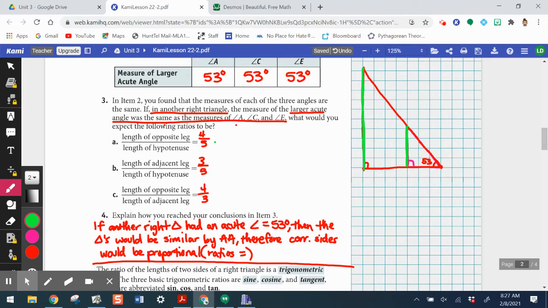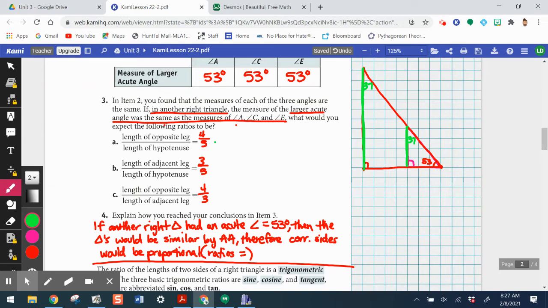If another right triangle had an acute angle that equaled 53 degrees, for example, this larger one here, then the triangles would be similar by angle. You could have also said, well, if you know this angle is 53 degrees, you know this is 37 because they have to be complementary. And therefore, this angle is also 37 degrees.